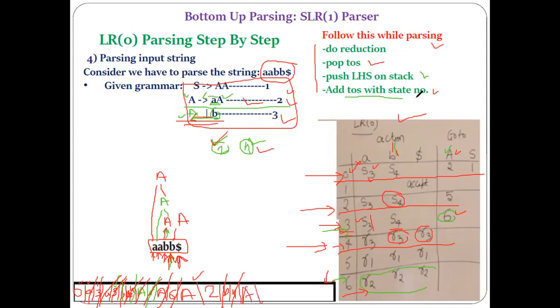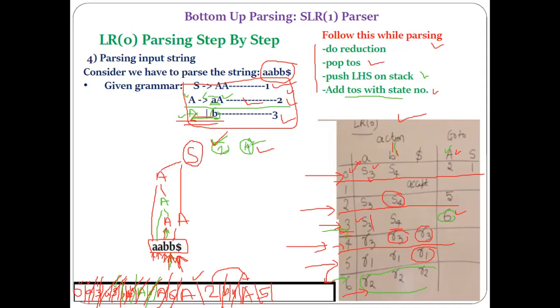Then add the state number on top of the stack. So which state number will we add on top of the stack? 2 on A we have to see. 2 on A is 5. So we will add the 5 on top of the stack. Now carry on. 5 on the dollar is reduction movement, R1. So you have to see production number 1. A is reduced to S. Now which A will reduce to S? This A and this A will reduce to S.